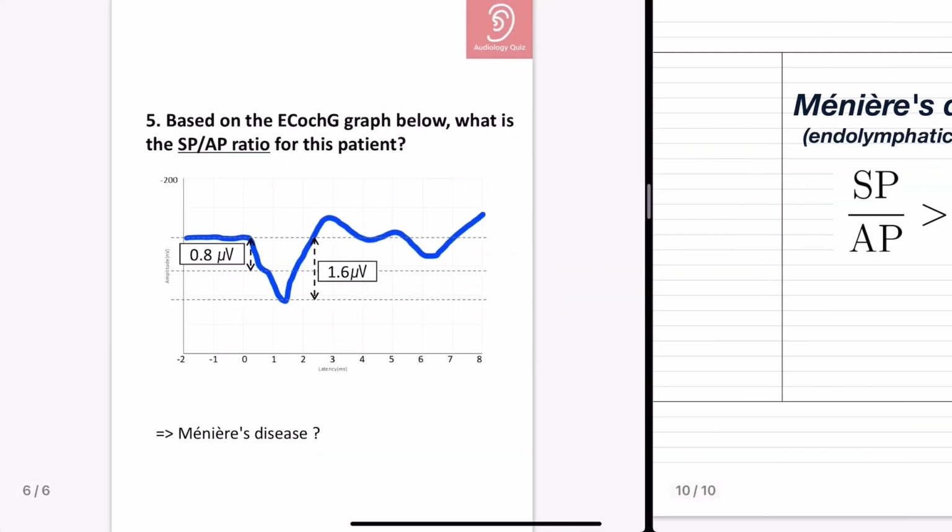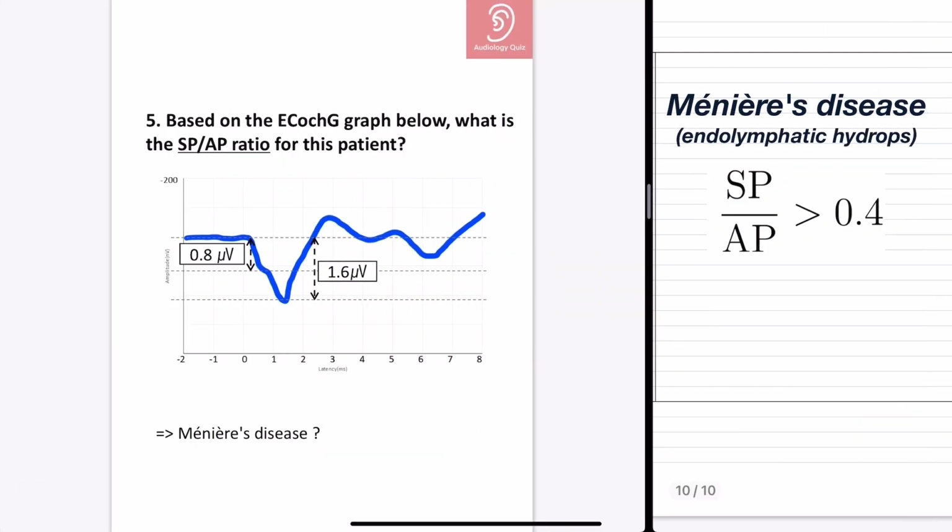Question 5. Based on the ECochG graph below, what is the SP to AP ratio for this patient? Step 1. Identify the given values. The summating potential, also known as SP, has an amplitude of 0.8 microvolts. The action potential, also known as AP, has an amplitude of 1.6 microvolts.